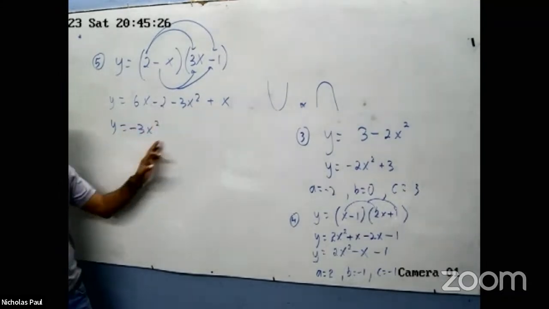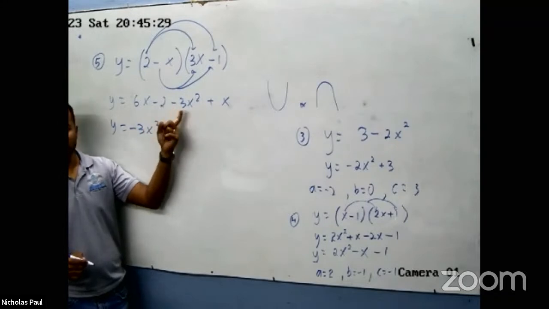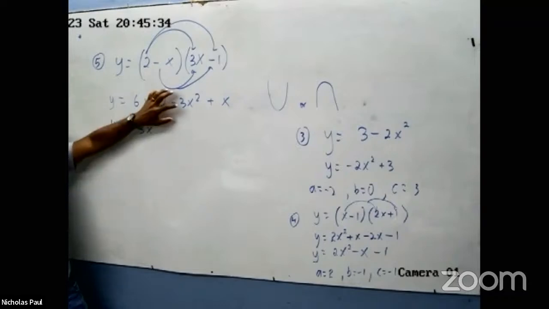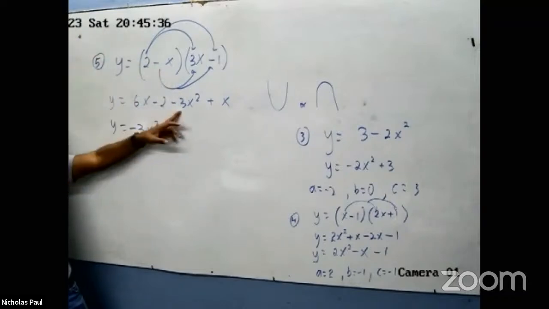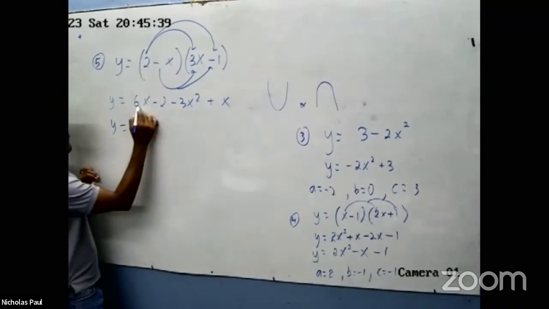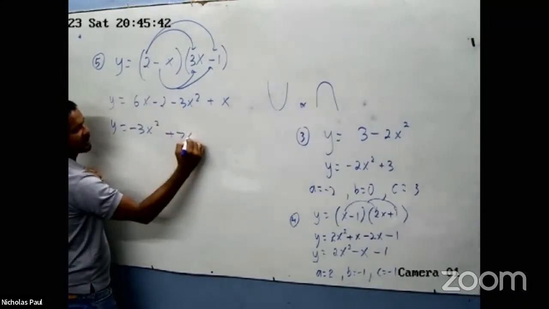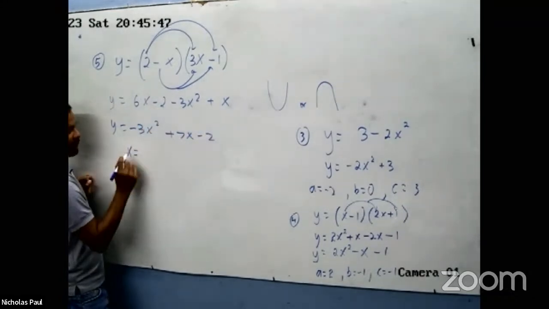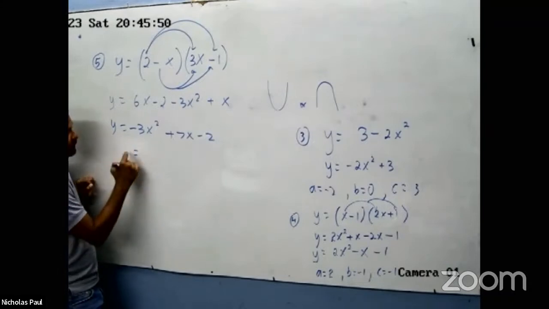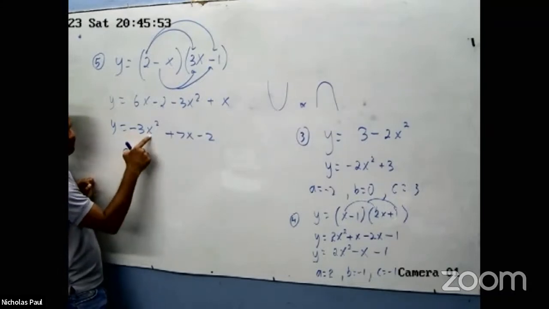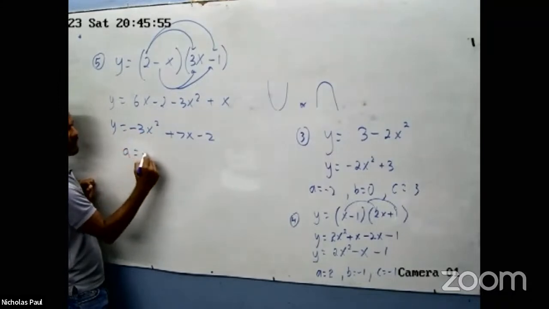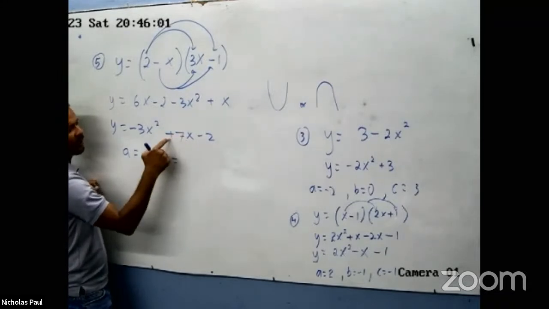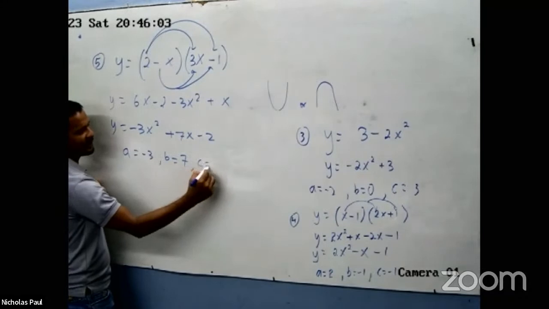For those who missed it, remember, when you rearrange it, the signs will not change. So the minus 3x squared stays minus 3x squared. When you take something and move it across the equal sign, that's when the sign will change. 6x plus x, that's plus 7x. So A is equal to the value and the sign in front of x squared. B is equal to the value and the sign in front of x. And C is equal to the constant.